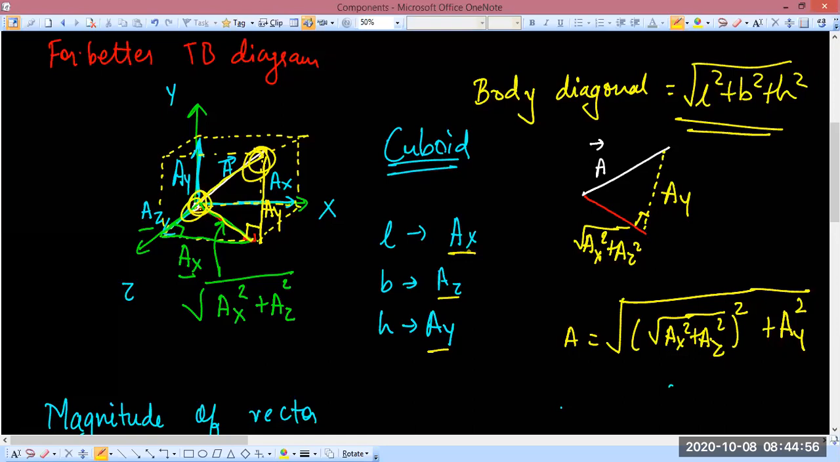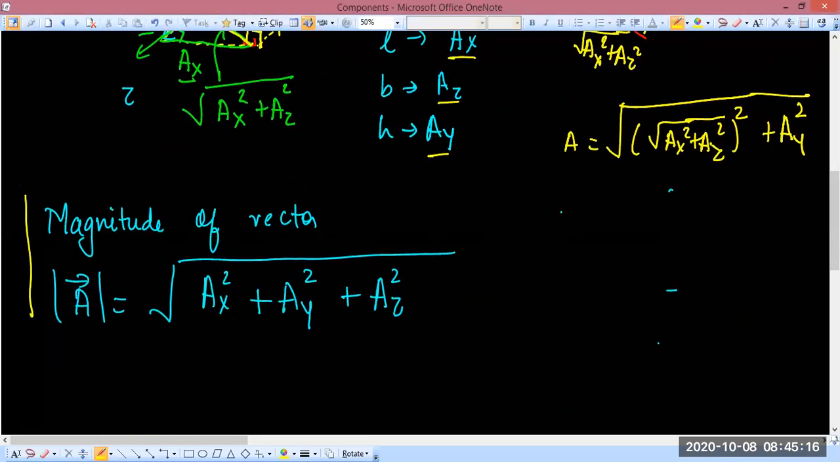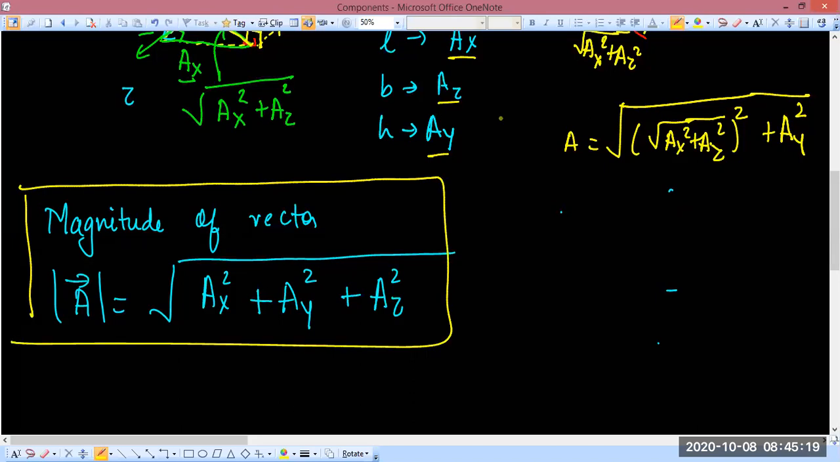So I'm sure you have definitely understood how we get this formula. All right then, so this is the magnitude of a vector. Very important formula, people. Now, with that being done, everything that we have learned so far in 2D is valid in 3D.